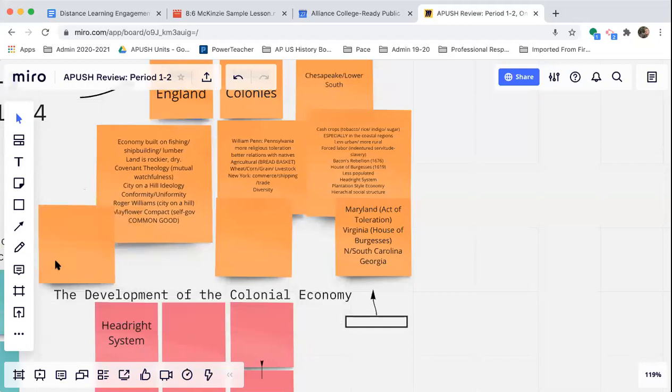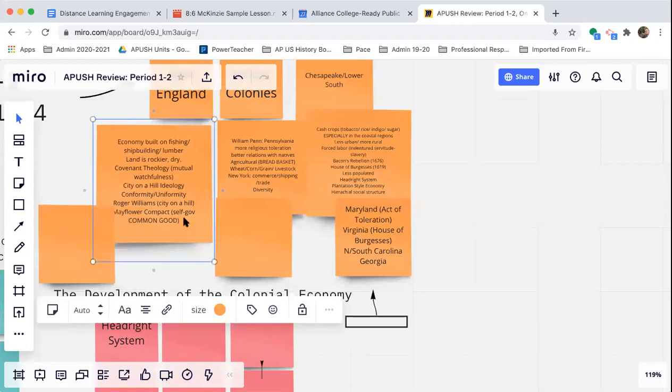What else? Who are some other people that are noteworthy in New England? Maybe for being kicked out, for not following the rules. Anne Hutchinson. Yeah. Yep. I was supposed to say Roger Sherman. I'm sorry.